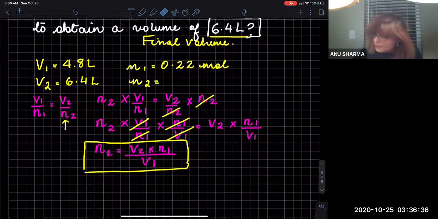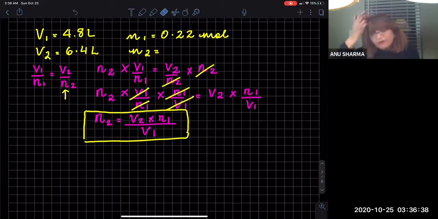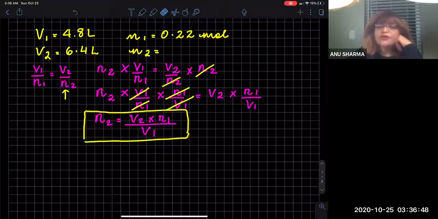So first, we are going to always write the formula. The formula is V1 over N1 is equal to V2 over N2. Okay, so then do the algebraic conversion. N2 is in the denominator, and that is our unknown. So in order to make it on the left hand side of the equation, and all the knowns are going to be on the right hand side of the equation.